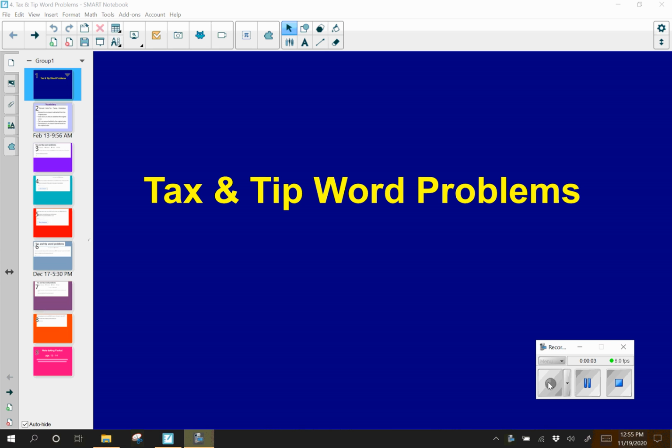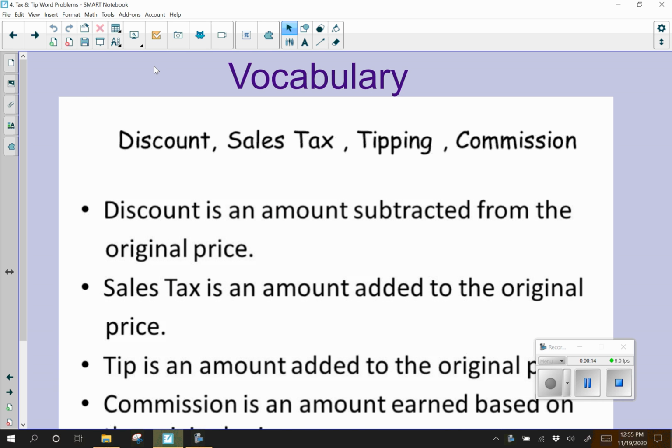Hello everyone. Today we're going to focus on the next skill in the fractions, decimals, and percents unit, which is tax and tip word problems. So before we get into some problems, let's just review some of the vocab. As you can see, there's a couple of different words here that you might see in these problems.